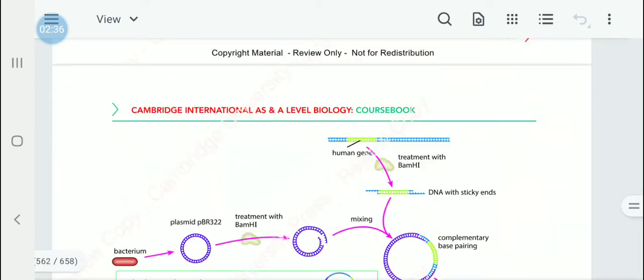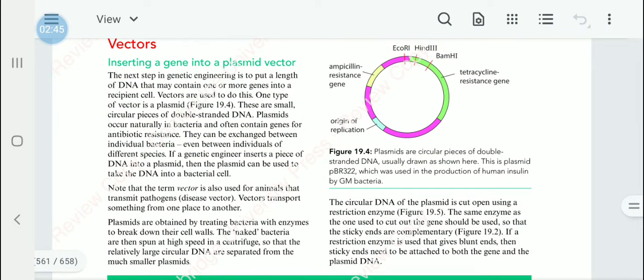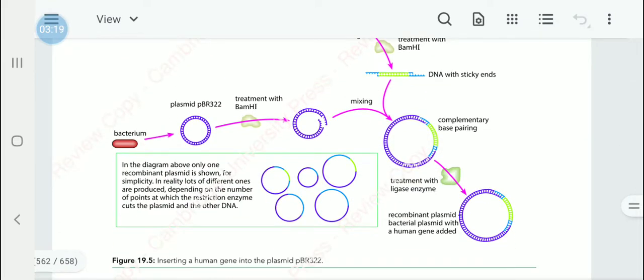So the process happens like this. There is a bacterium. Inside the bacterium, you have the plasmid. How do we get this plasmid separated? We use a centrifuge to separate. After using some enzymes to break down the cell wall, we rotate it in a centrifuge. Then the larger circular DNA will be separated from the plasmids, because plasmids are small. Then we can get these plasmids into our use.